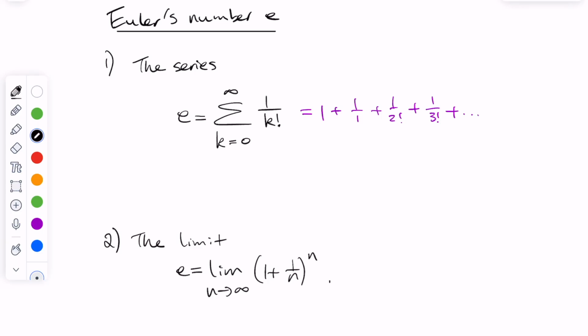Since we don't know a priori whether these two definitions are the same, I'm going to denote the second E to be E prime. And then we're going to show that E equals E prime, so that in fact these two definitions agree. So the first thing about an infinite series like this is, how do we know it's well-defined? How do we know that it doesn't just go to infinity or it's just undefined, right?